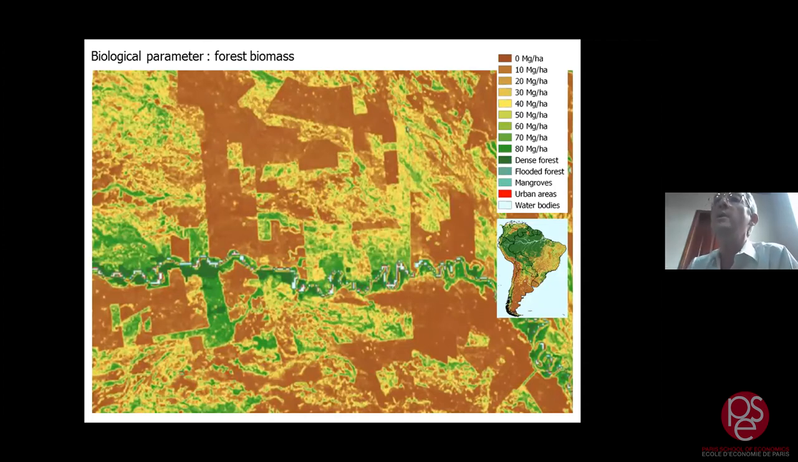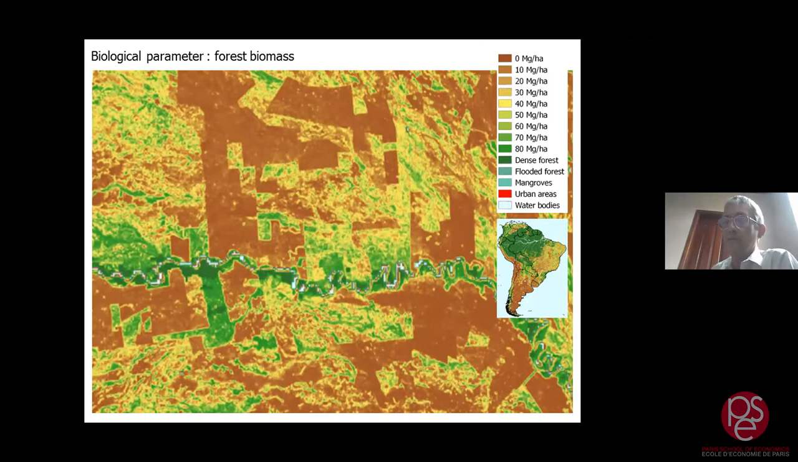In this example, we have forest biomass. You see on the right of the screen the color scale, which represents the relationship between the color and an interval of forest biomass in tons per hectare. And this can be measured from the satellite. In this case, it's a radar satellite, which measures the intensity of the radar echo. And this radar echo brings back to the antenna an information which is highly correlated to the forest biomass.